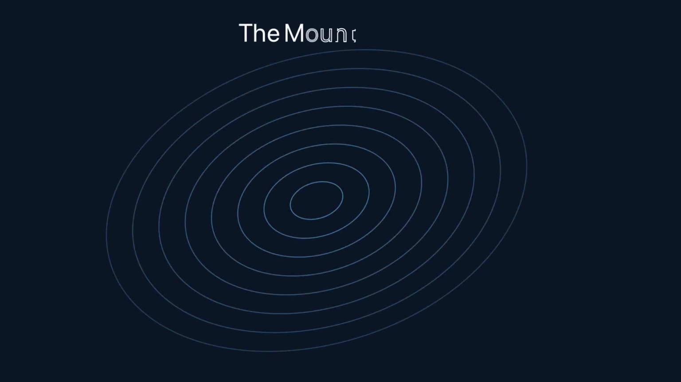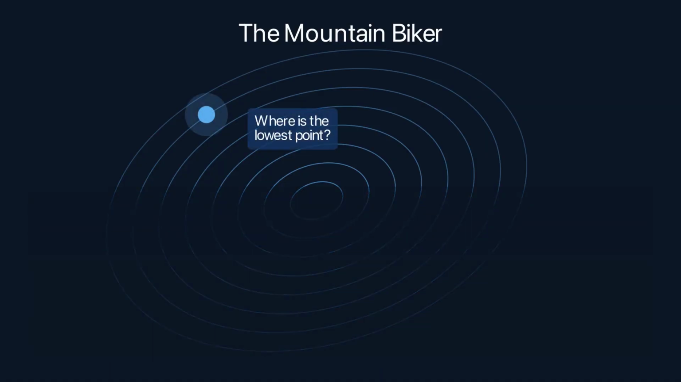You're a mountain biker at the top of a ridge. Somewhere below is a valley, the lowest point in the landscape. That valley is your answer, the parameter values that best fit your data. But you can't see the whole terrain. You can only feel the slope under your wheels. How do you find the bottom?